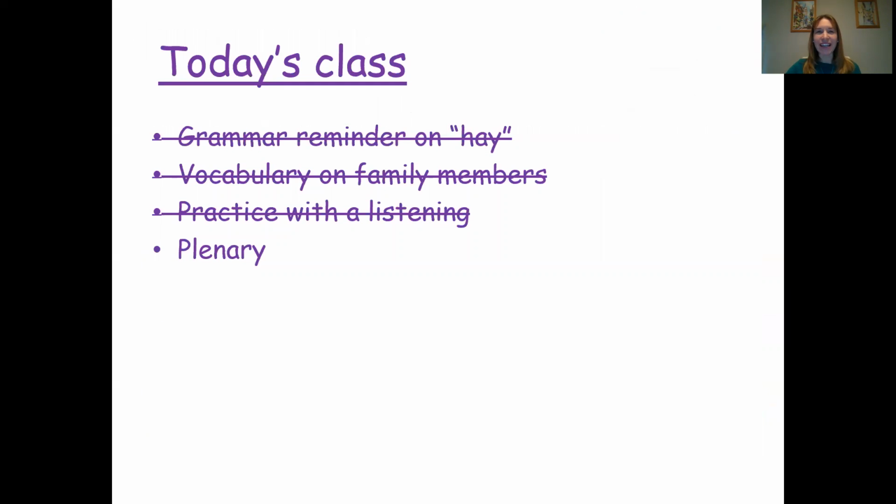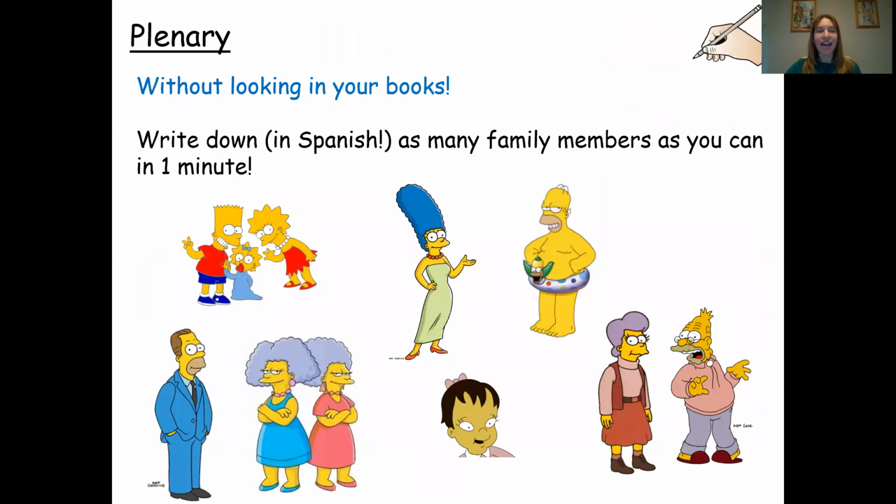Okay, and finally coming to the end of our class, I would like you to, without looking at your books, if you can, set your timer on your iPad, your phone, something that's at home or in school if you're in school, and write down, set your timer for 1 minute and write down in Spanish as many family members as you can. Off you go.